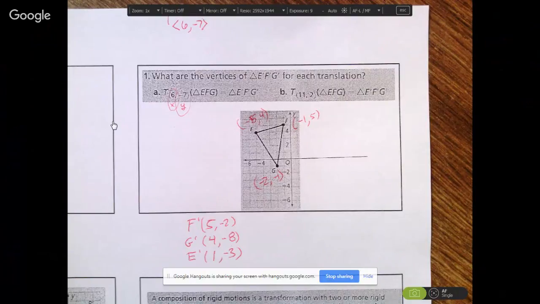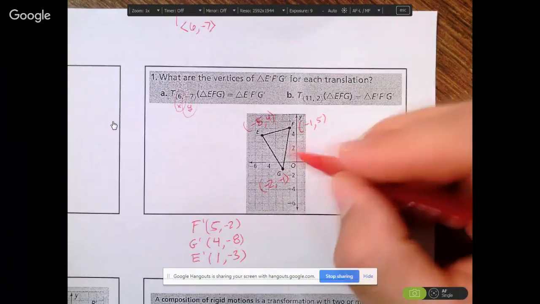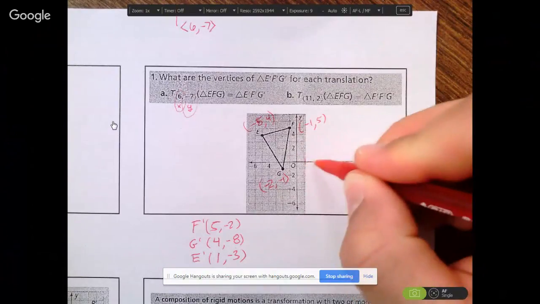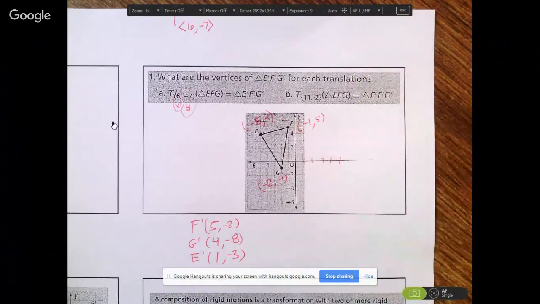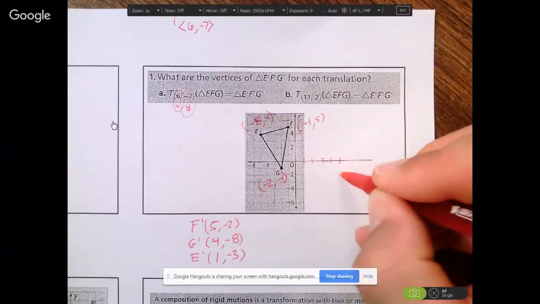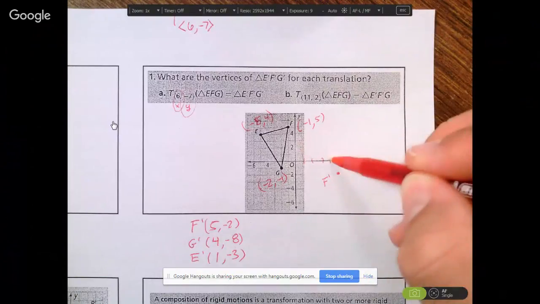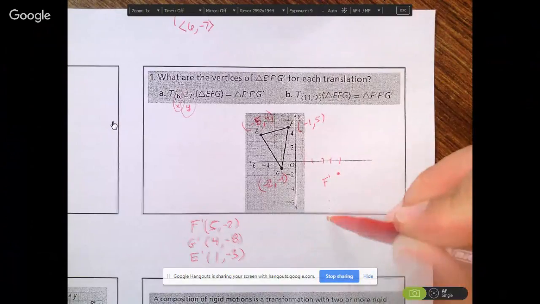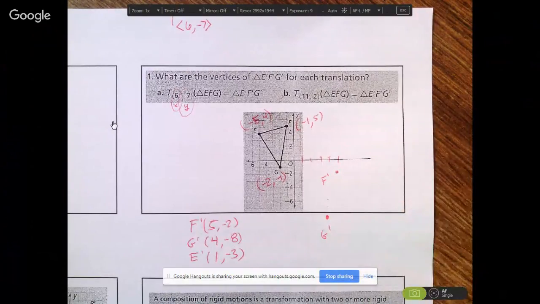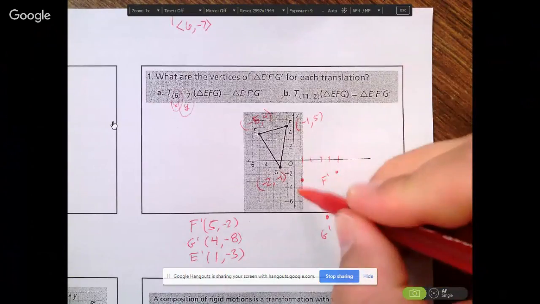All right, so all I got to do is plot these 3 points and connect the dots, and we'll be done. So unfortunately, we have to kind of sketch this out. 1, 2, 3, 4, 5. It's going to be in our best interest to make these pretty accurate. So -5, 2. So there's my F prime. G prime is 4, -8. So there's 6, 7, 8. Just do your best to get it kind of where it should be. And then 1, -3 is my E prime.